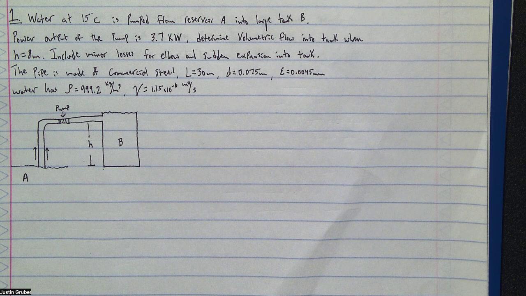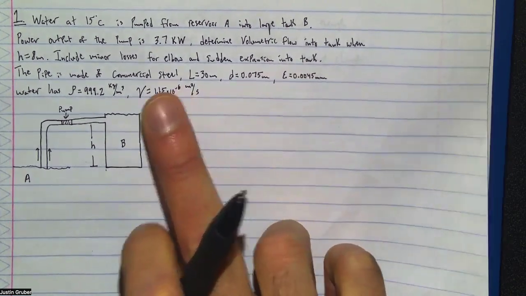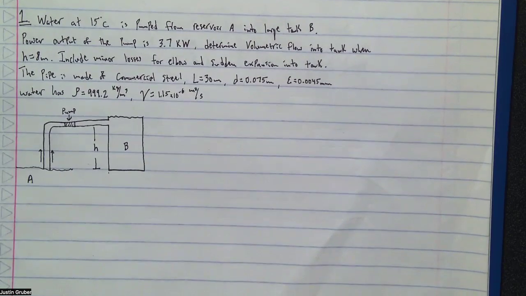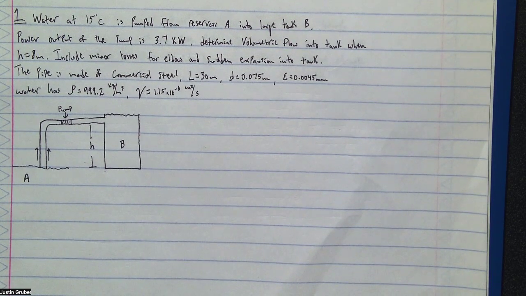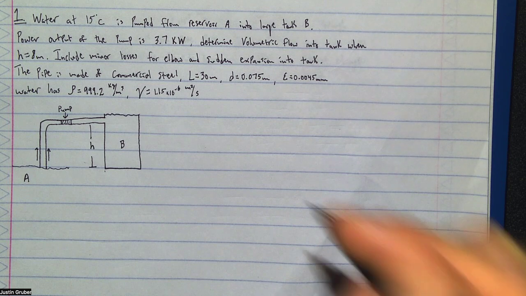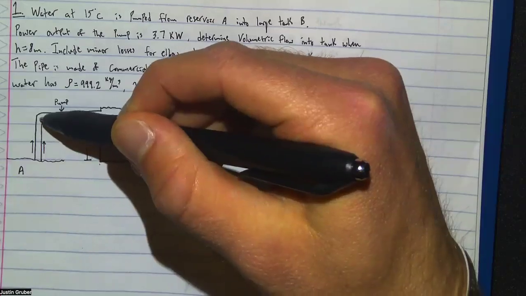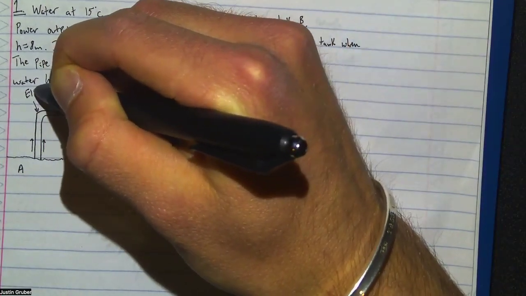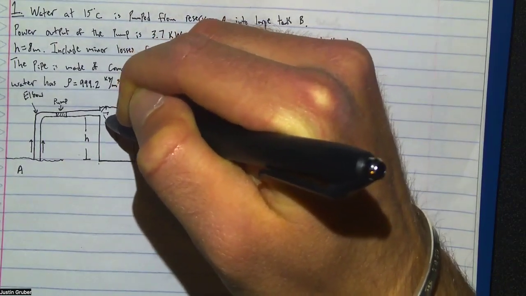The pipe is made of commercial steel with length 30 meters, that diameter, that surface roughness, and we're also given the properties of the water. The only other thing I want to write down is that on an exam, we'll give you a table full of minor loss coefficients. But here we don't. So we've got this elbow right here, and then we've got this expansion thing right here.